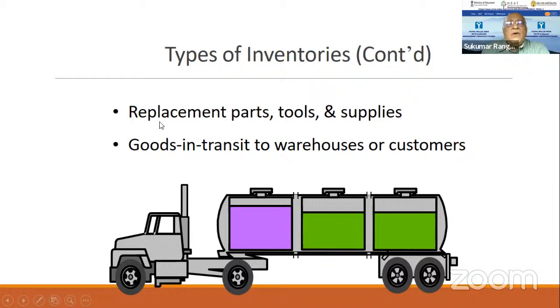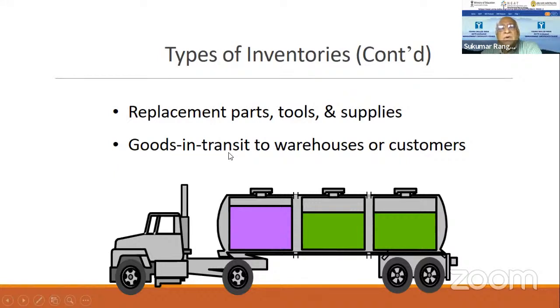So inventories can also be the replacement parts which are needed, tools which are required in production, and supplies like cooling oil. It can be compressed gas which is needed. Many other things which may be needed during the process of manufacturing.